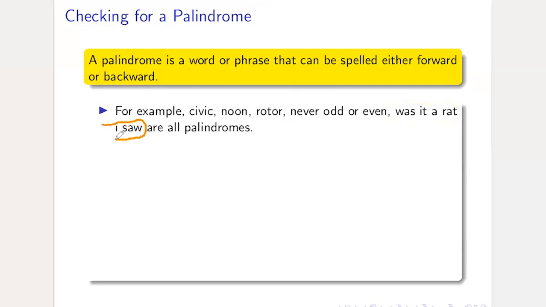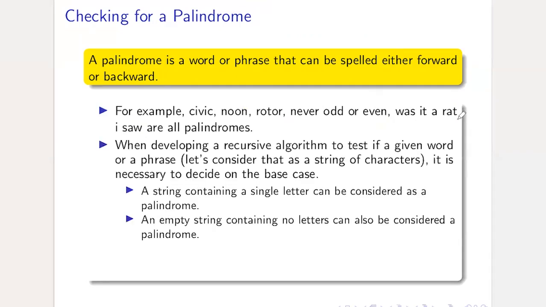palindrome. Okay, was it a rat I saw? So you can see the space, of course, is at a different place. We are not talking about the space. So if you are forgetting the space, it's the same phrase. Okay. Now, if you are given a word or a phrase, and asked to check, is it a palindrome? How would you go about doing it?